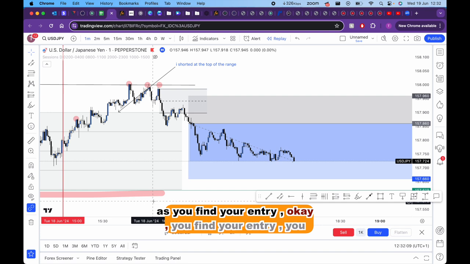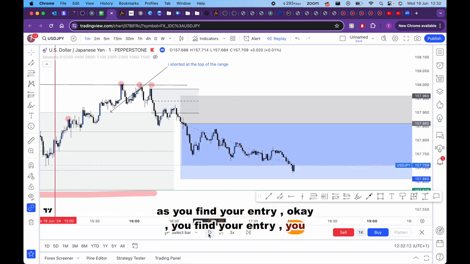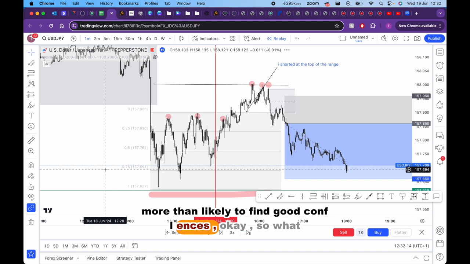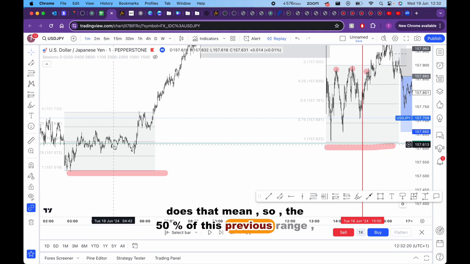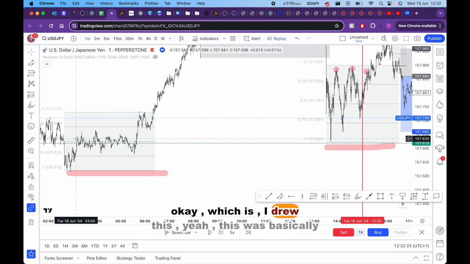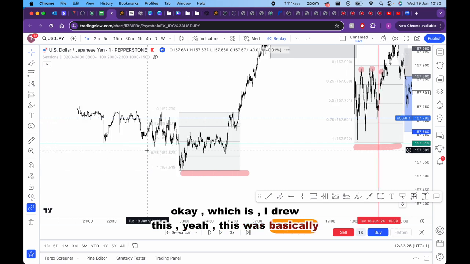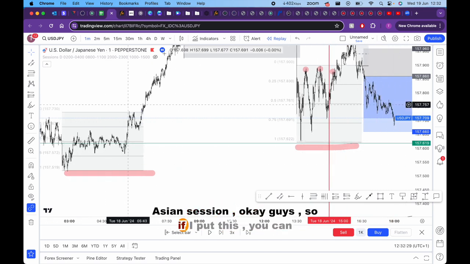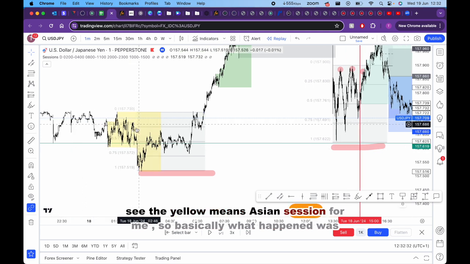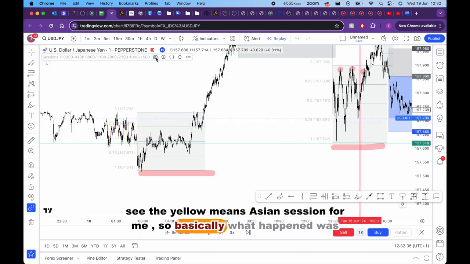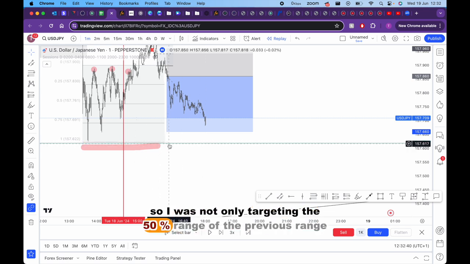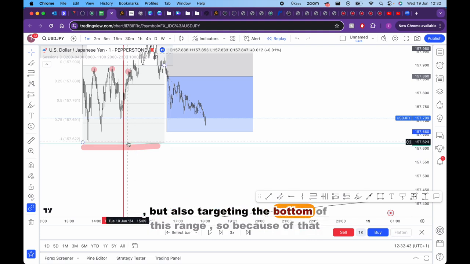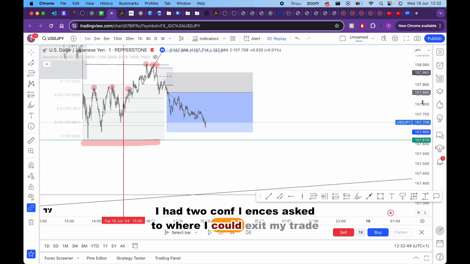As long as you find your entry, you're more than likely to find good confluences. So what does that mean? The 50% of this previous range, which I drew, this was the Asian session, guys. If I put this, you can see the yellow means Asian session for me. So I was targeting the 50% range of the previous range, but was also targeting the bottom of this range. Because of that, I had two confluences as to where I could exit my trade.